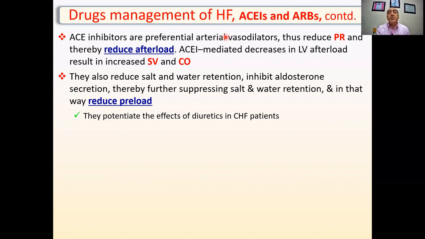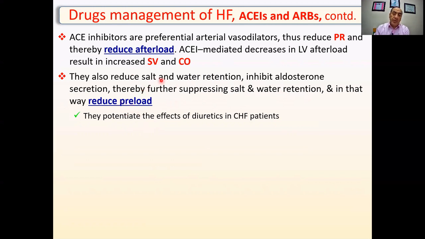This will increase the stroke volume and in turn cardiac output, because cardiac output equals stroke volume times heart rate. They also reduce salt and water retention, because angiotensin II itself can cause sodium and water retention. In addition, aldosterone itself can cause sodium and water retention. So thereby they can suppress salt and water retention, and in this way they can reduce the preload. So they can reduce both afterload and preload.